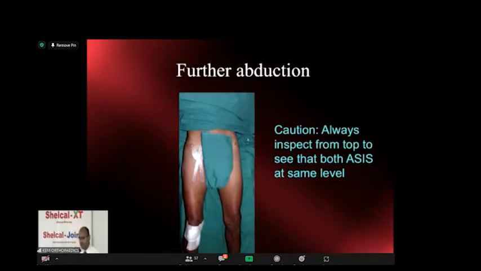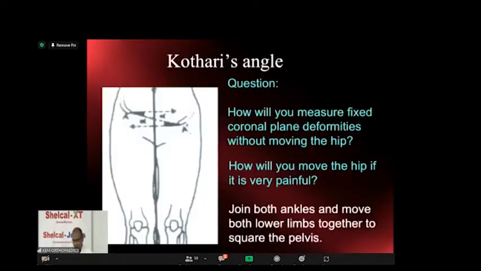So always inspect from the top of both anterosuperior iliac spines. Otherwise, there may be parallax error. Suppose you are standing at the leg end of the bed and you are doing all this abduction, adduction. It is better to see from the top of the anterosuperior iliac spines so that you avoid parallax error, and see that both are at the same level.